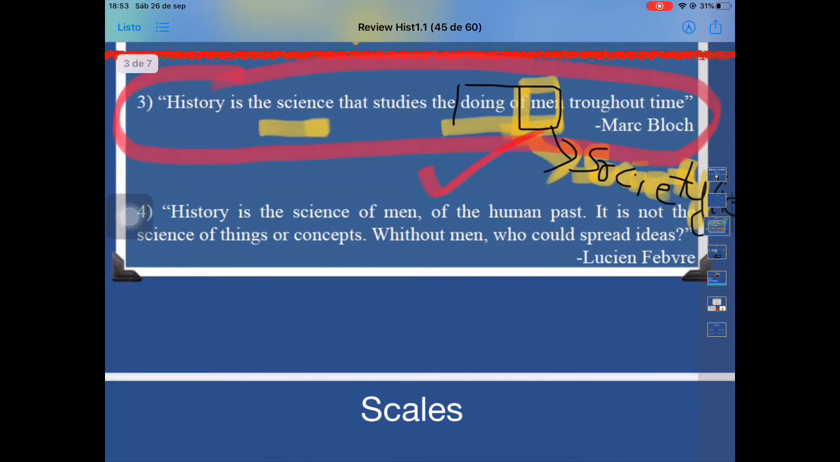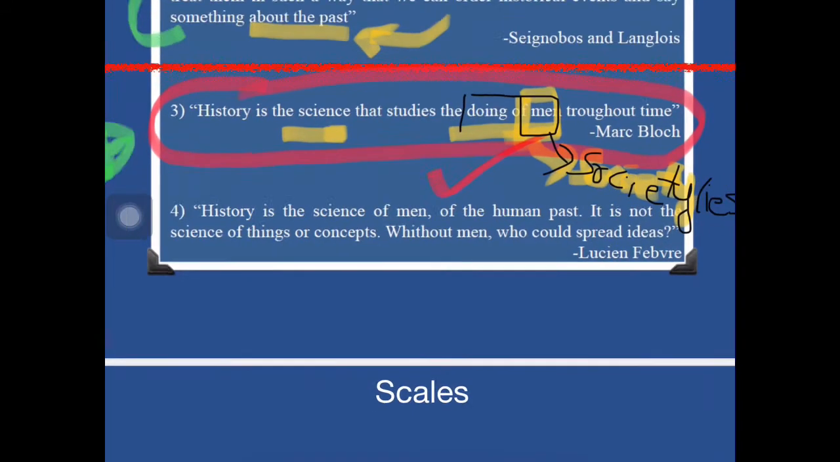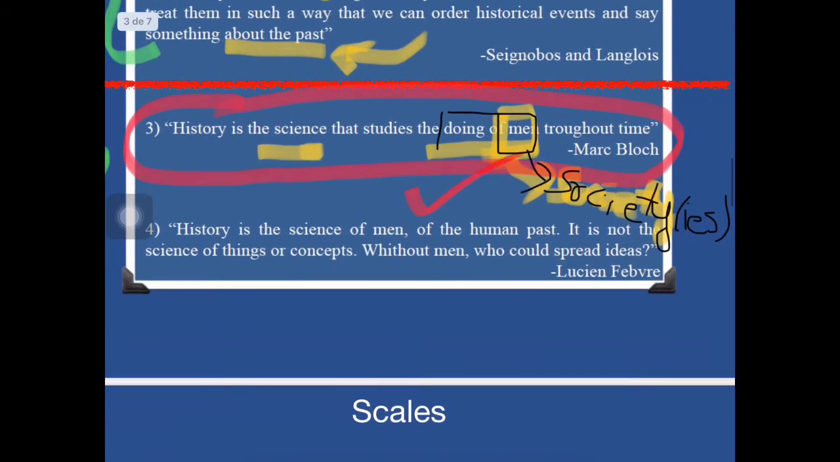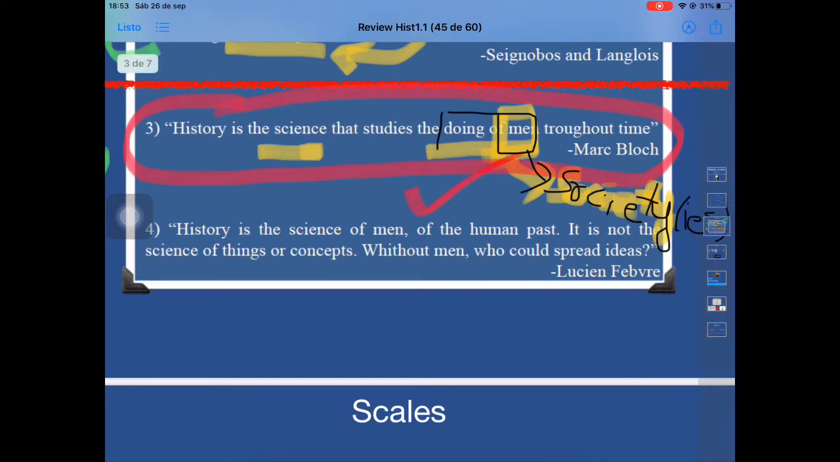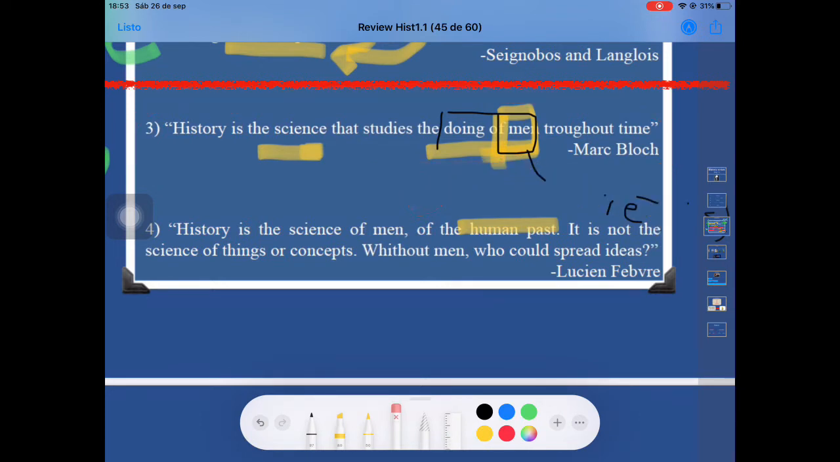Finally, we have this definition coming from Lucien Febvre. Lucien Febvre was also a student of Seignobos and Langlois. He was a partner of Marc Bloch. He started a magazine with Marc Bloch, the magazine that made Marc Bloch really famous. He was a co-director with Marc Bloch, but his definition has a couple of issues. If you remember, we're not using Lucien Febvre's definition because of two reasons. The first reason, of course, is that he is basically saying that history is only about the past.